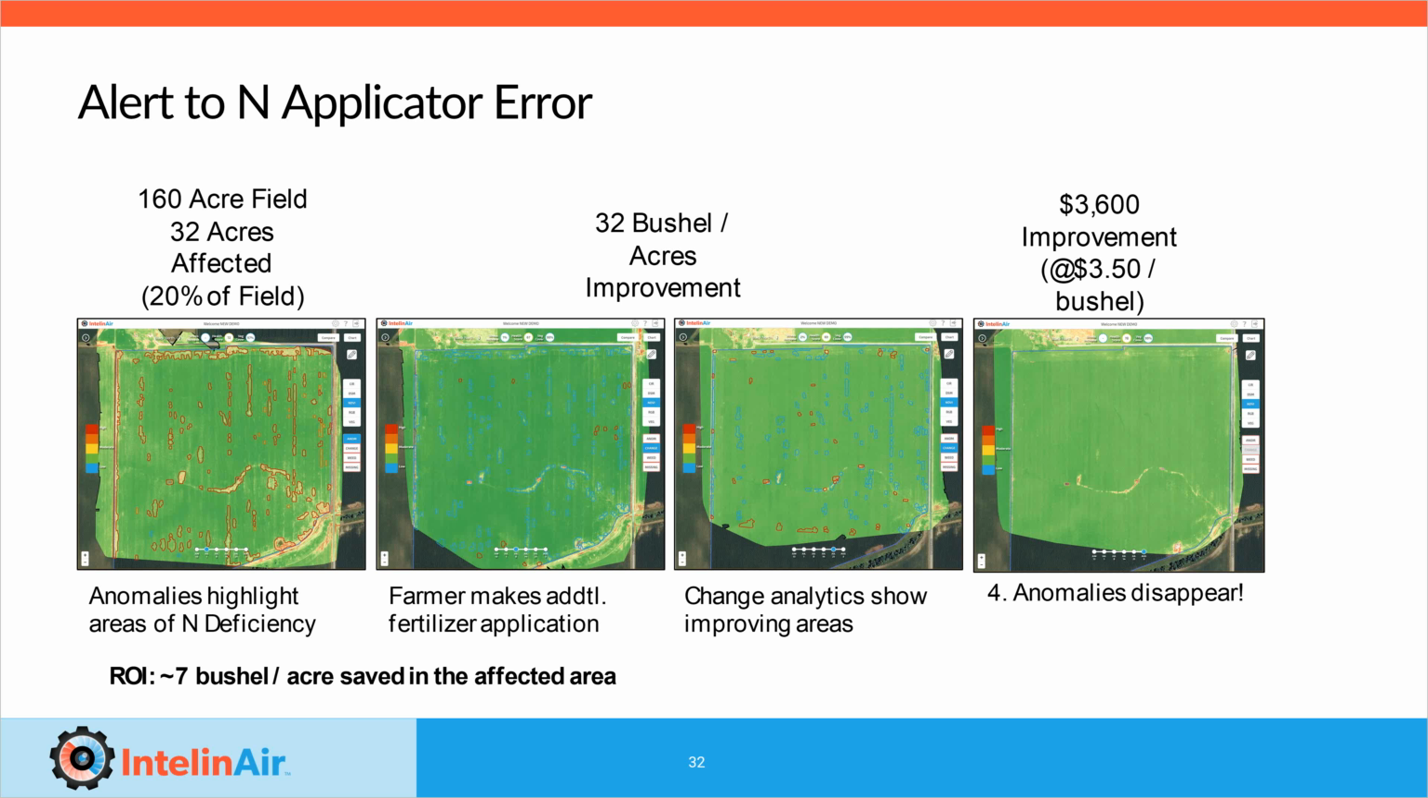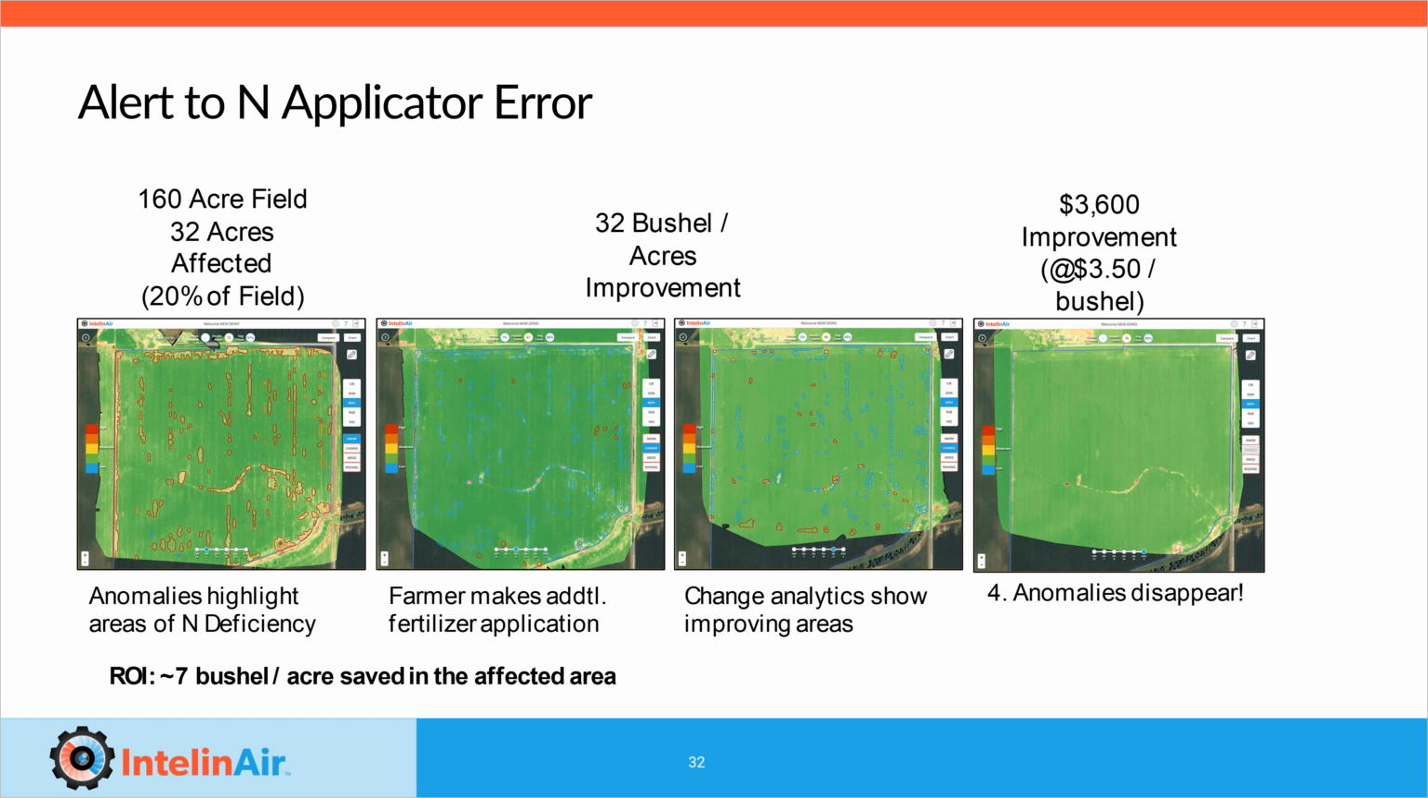This gives an example of how we imagine actionability being based around the reports that we get from aerial imagery. One of the things you see on the image all the way to the left is this striped pattern throughout the field, which we were able to determine was a nitrogen deficiency due to an equipment error. The farmer was able to make some additional fertilizer application, and you can see those blue areas are indicative of improving conditions throughout the field.